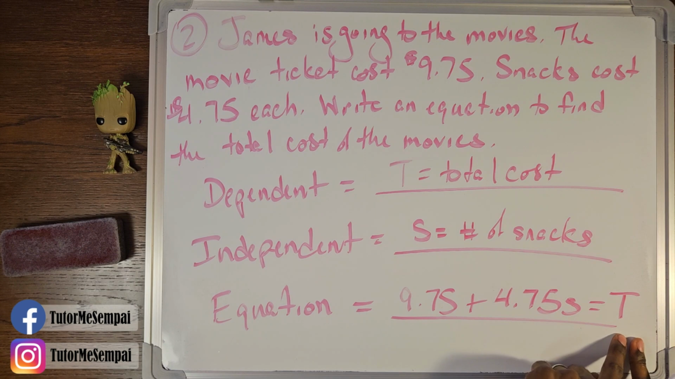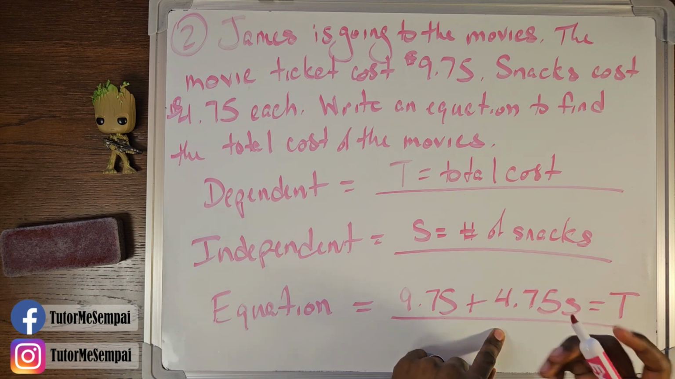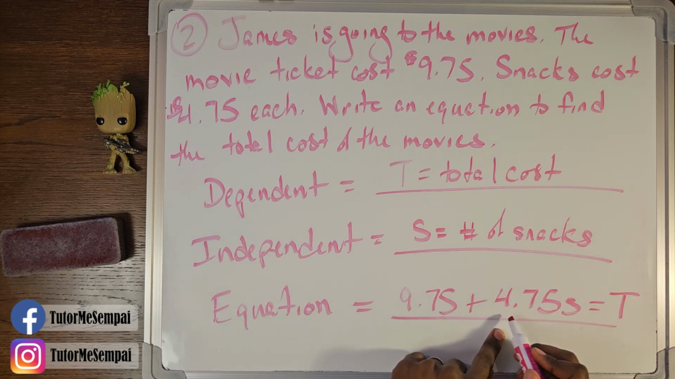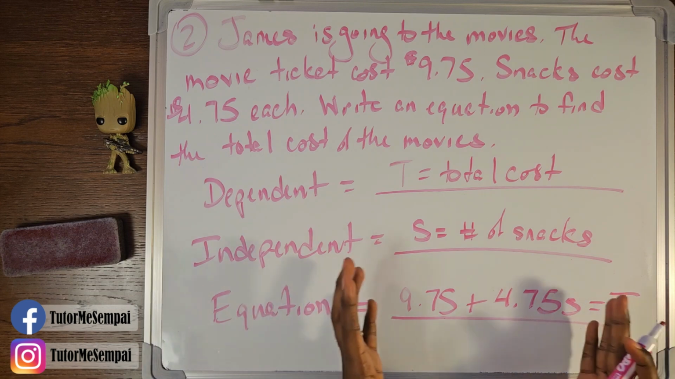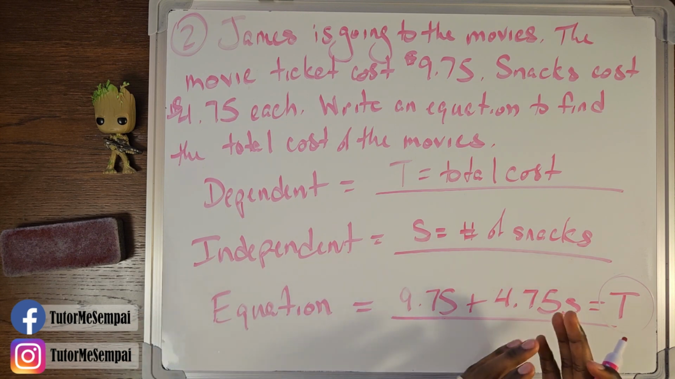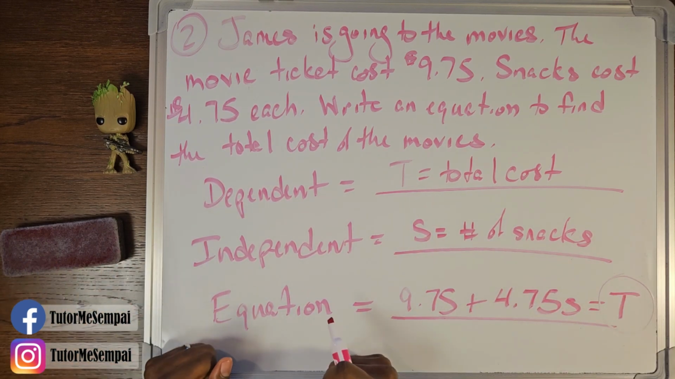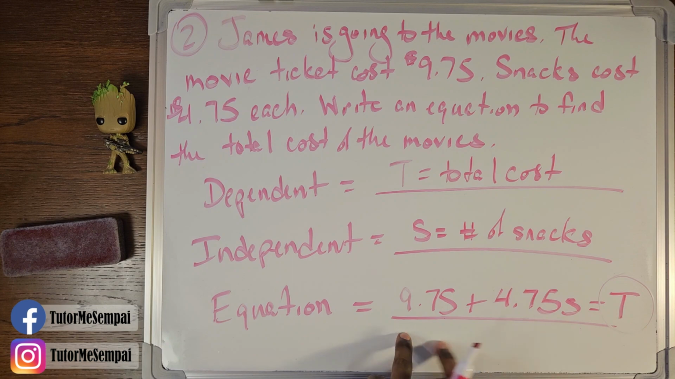So you see, I wrote the T over here this time. That's perfectly fine. It's by itself. We have everything else on this side. We have our base cost for the movie. We have our independent variable for the snacks that James is going to buy. And we have how much each snack is going to cost. And we know that when we put all of that together, that's going to equal our total cost of the movie. So if we were to solve for this, and let's say James bought 3 snacks or 4 snacks, we'd be able to tell how much James had to pay at the movies. But for this example, we just want to create our equation, and we did just that. This is going to be our answer.